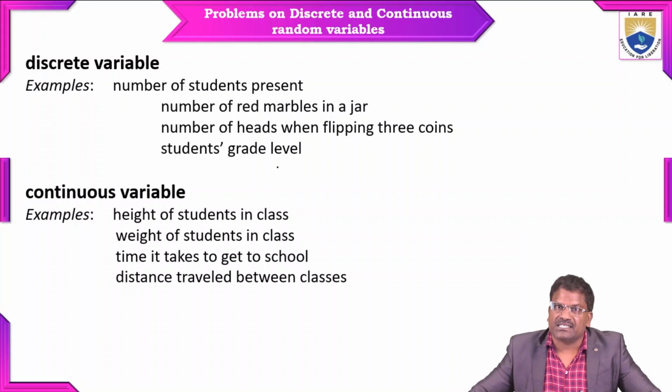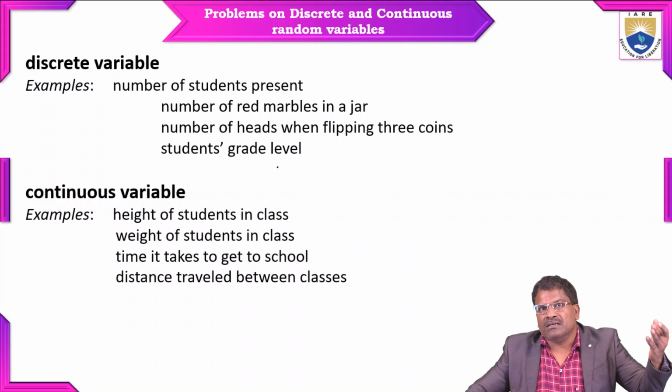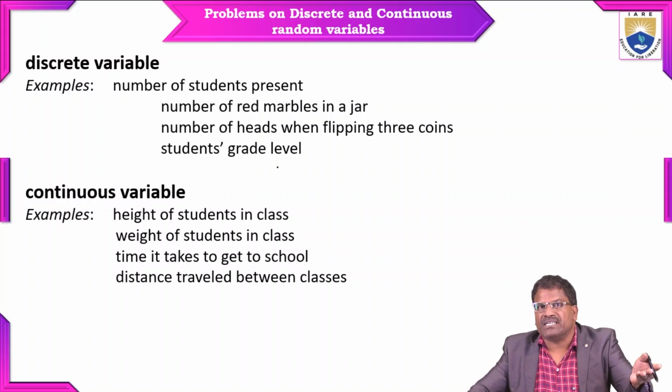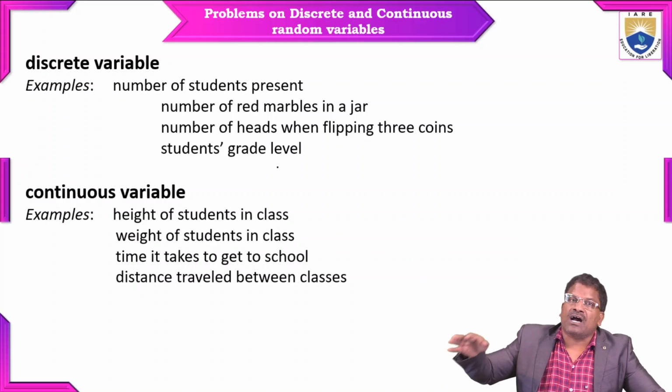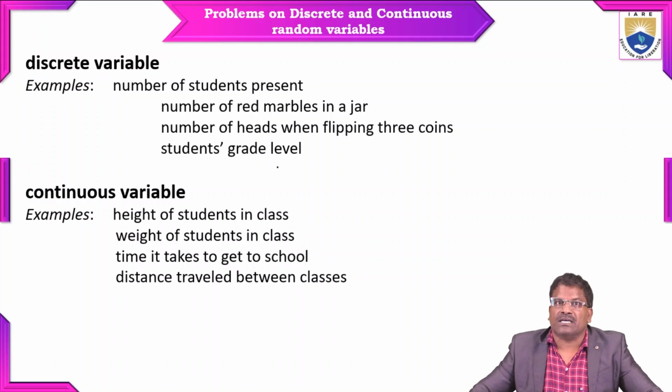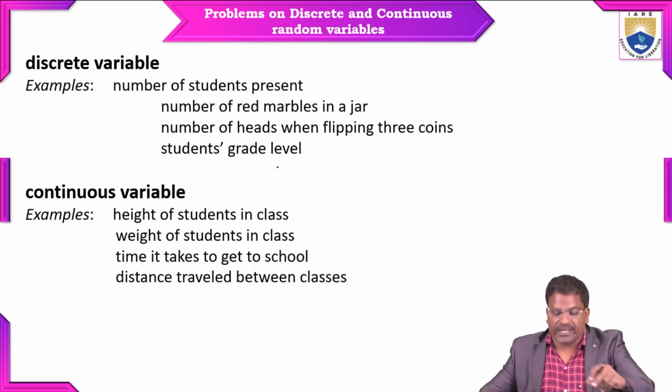Like that, distance traveled between classes. It may be 10 meters away, 15 meters away, or 20 meters away. So it also comes under some continuous range. All these are very suitable examples for continuous variables.